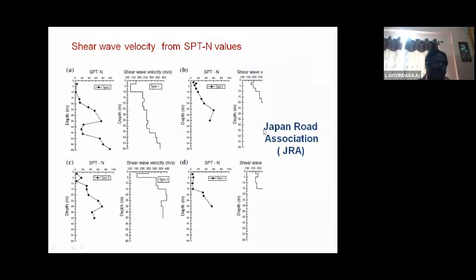There is a correlation that exists between standard penetration test value as well as the shear wave velocity. We use Japan Road Association. Japan Road Association has highlighted the methodology or procedure to calculate the shear wave velocities in the absence of measured data with respect to standard penetration test values.